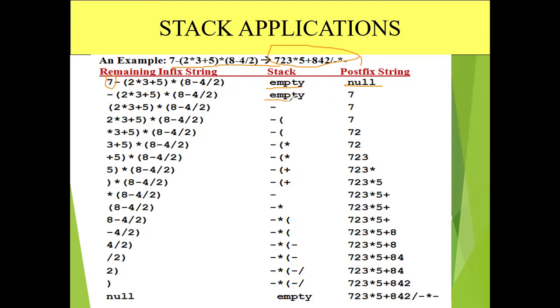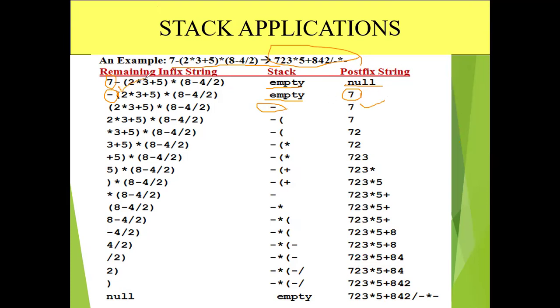So now the stack is empty. The 7 is an operand, so simply display it onto the postfix string. The next is minus. Now it is an operator. When we encounter an operator, simply push the operator onto the stack like this. Then next, as usual, the output postfix string is 7 only.